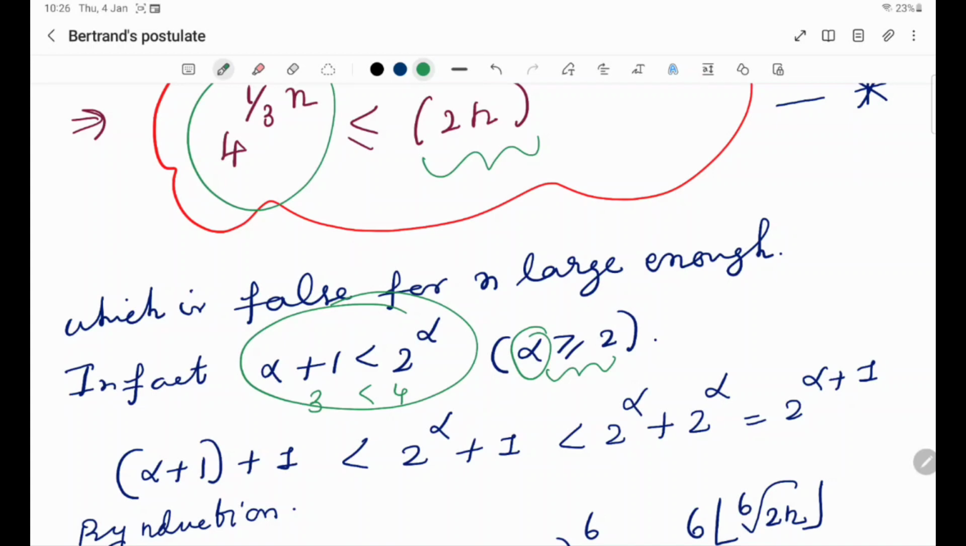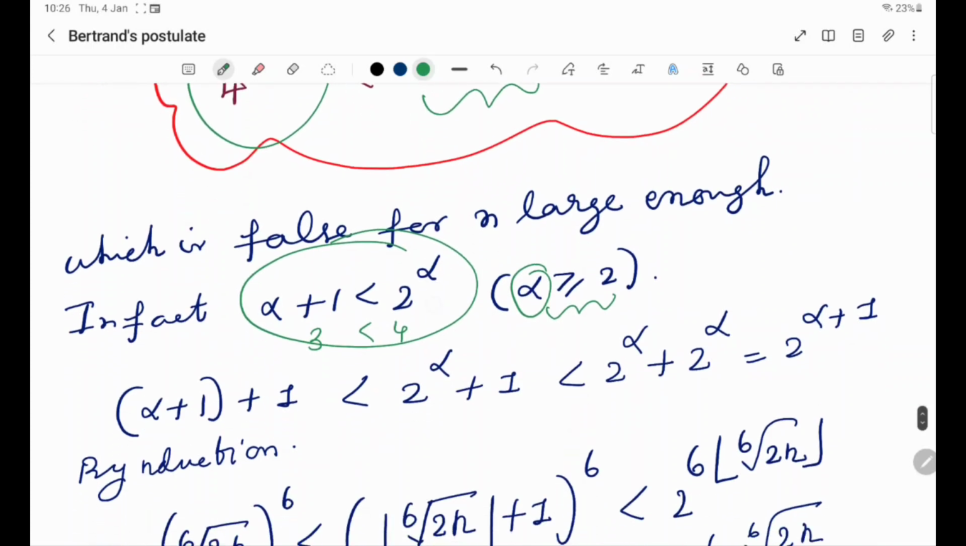If you want to prove it using induction, that's very easy. We assume it for alpha and we prove it for alpha plus 1. So alpha plus 1 is less than 2 raised to alpha plus 1, right? Yeah, because we assume this is true for alpha, right?